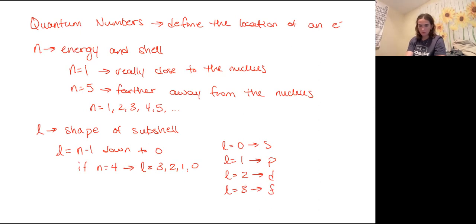The same way that N is equal to one is a lower energy level than N is equal to five, when L is equal to zero, that S is going to be a lower energy level than F most of the time. But in any case, when L is equal to zero, you will always be in the S subshell. When your L is equal to one, you're always going to be in the P subshell. When L is equal to two, you will always be in the D subshell.